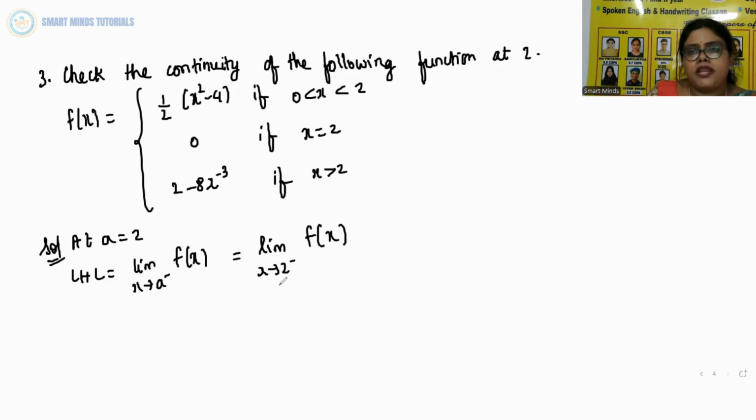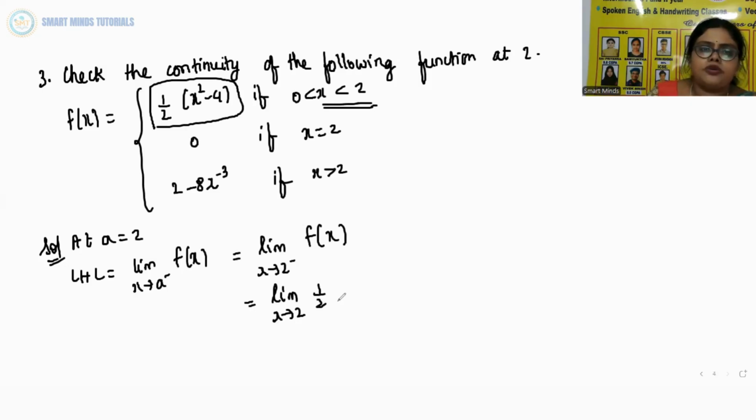Now we need to select the left hand limit for this function. So where you have x less than 2, we need to take that function as left hand limit. So limit x tends to 2. Over here you have x less than 2. So we need to take this function. So that is 1 by 2 into x square minus 4. Now you substitute.